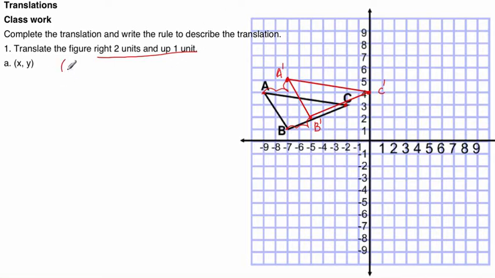Well, what did we do to our x? We went right 2, so right on the x-axis is basically positive or plus, and we went 2 units. And then what did we do to the y? We went up. Up on the y-axis is positive or plus, and we went up 1. So there's your rule. Pretty simple.